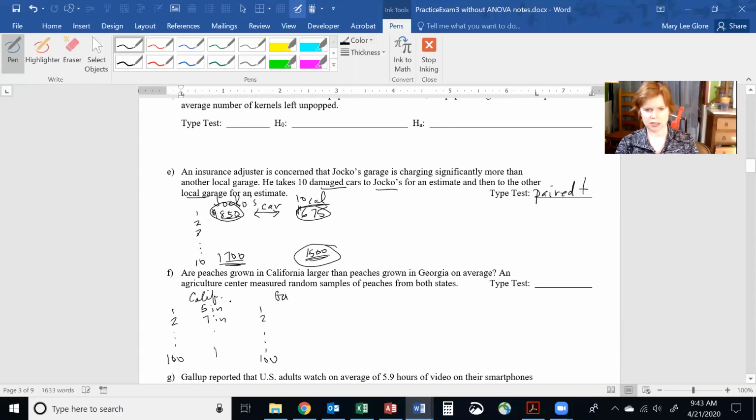All right. Can I match up this particular peach with a specific peach from Georgia? No. It's not like the first peach from California is somehow related to the first peach from Georgia. No, these are independent. This is an independent t-test.